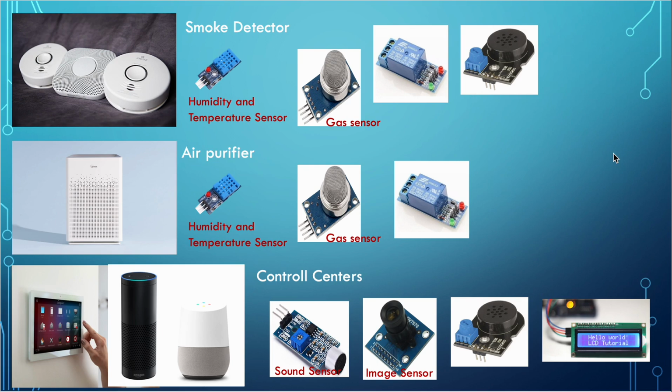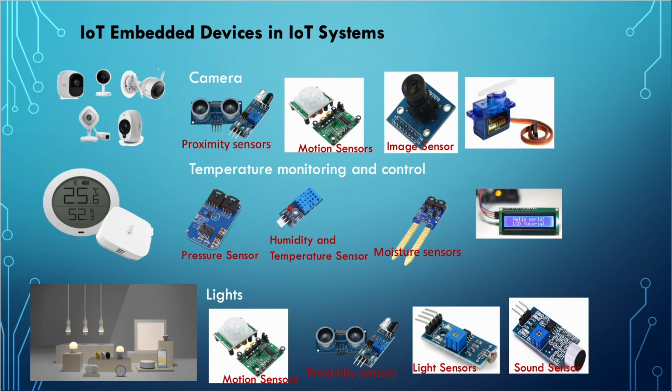And the other one is, of course, if you are to build an embedded IoT device, small applications would have only one sensor or one actuator, but large scale applications would have a couple of sensors and actuators working in tandem together to build this IoT device.